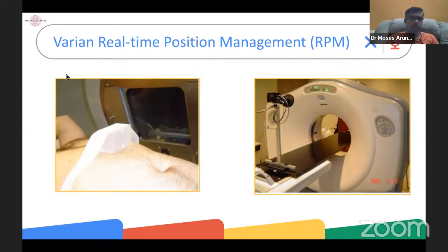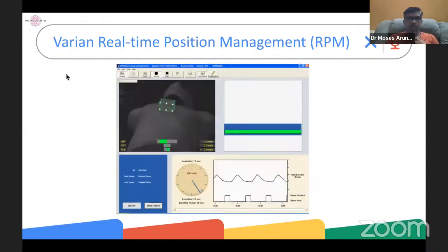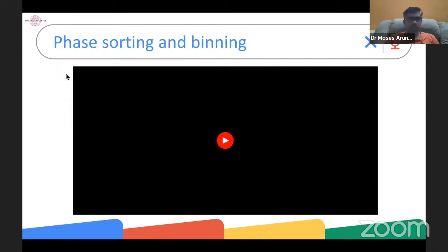So then it may be a good idea to mark out the edges of the reflector box with tattoos and also measure it in relation to a nearby bony anatomy and mark that down onto the patient file for replication throughout the treatment. So this is the kind of trace that you will get on the RPM software interface.